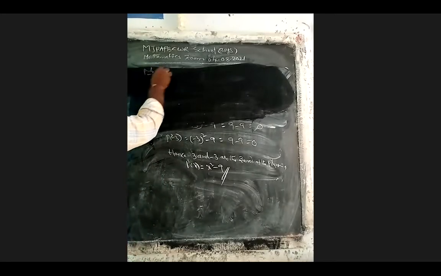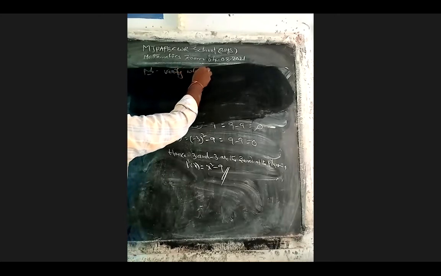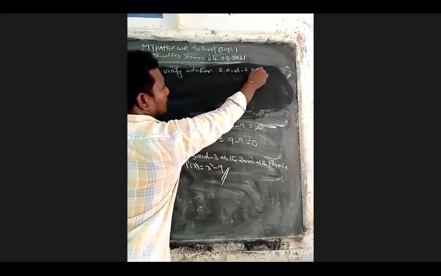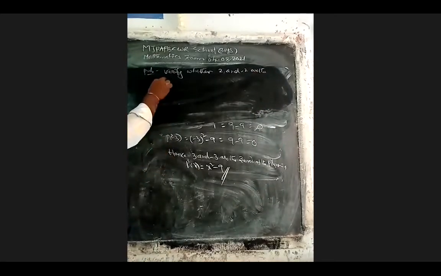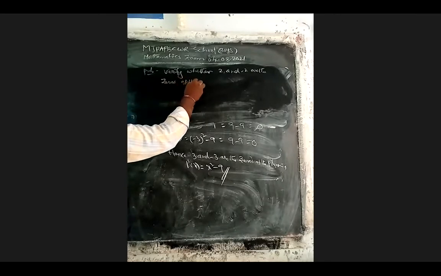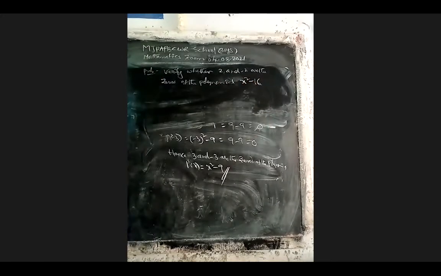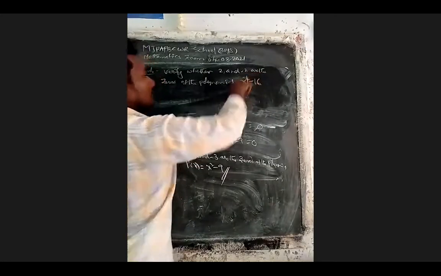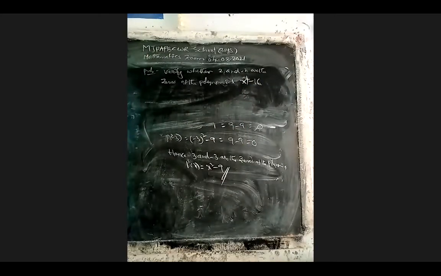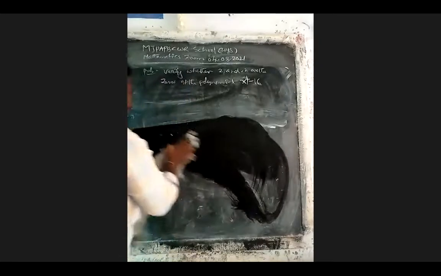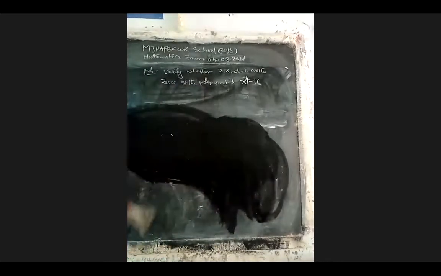Next one. Verify whether 2 and minus 2 are the zeros of the polynomial x square minus 16, that is x power 4 minus 16. Same problem.